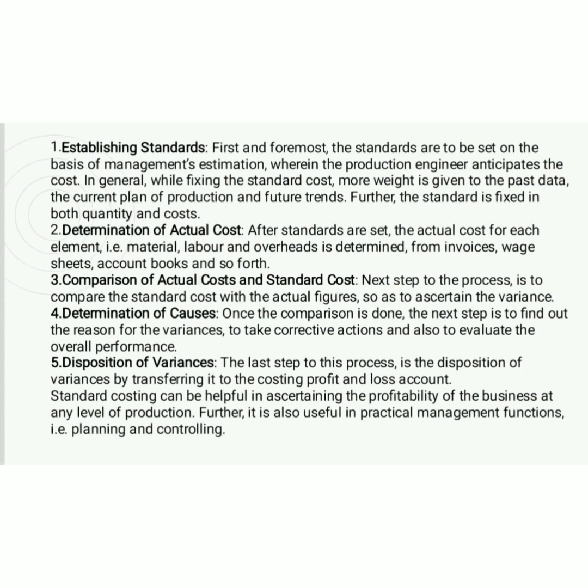Third one is comparison of actual cost and standard cost. In the next step, compare the standard cost with the actual figures and ascertain the variance. Fourth one is determination of causes. When the comparison is done, the next step is to find out the reasons for the variance, take corrective action and evaluate the overall performance. Fifth one is disposition of variance. The last step in the process is disposition of variance by transferring it to the costing profit and loss account.